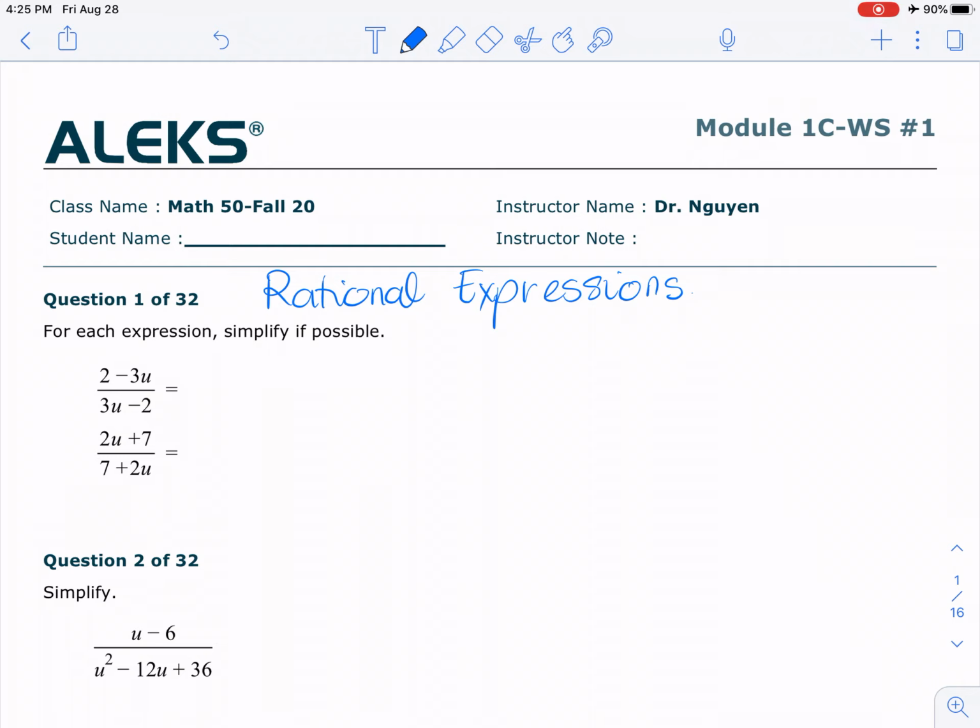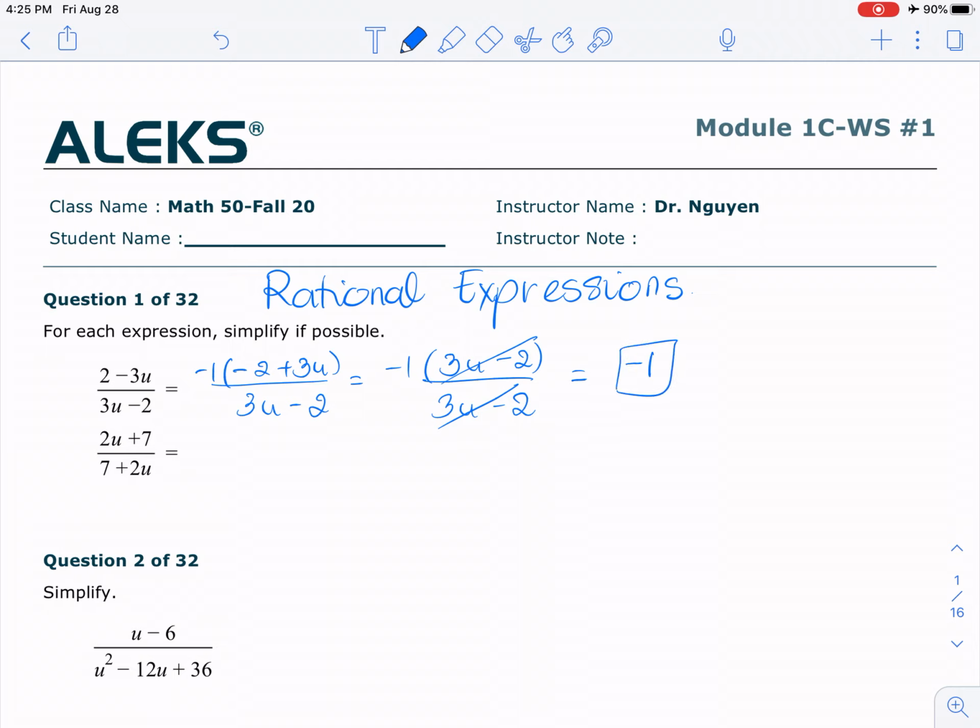So for number one, to simplify, as you can see, 2 minus 3u and 3u minus 2 are opposites. So if I factor out negative 1, I will end up with negative 2 plus 3u, which is exactly like the bottom, 3u minus 2. So I can just cancel it. I can just simplify it. So this is negative 1.